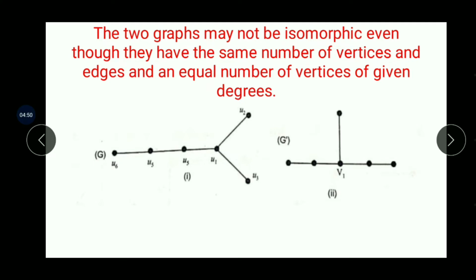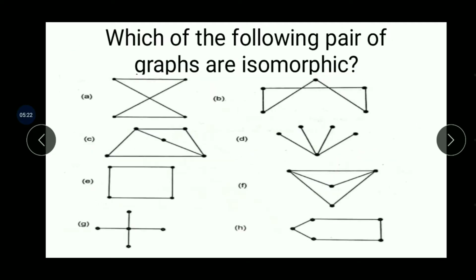Why is it not isomorphic? Because the edge set is not being mapped. Here it's mapping u2 to u1, u3 to u1, but there is no such edge u2 u3 here, because there is no such vertex whose degree is 1 here. With the vertex whose degree is 3, there is no such vertex whose degree is 1. Okay, so these two graphs are not isomorphic.